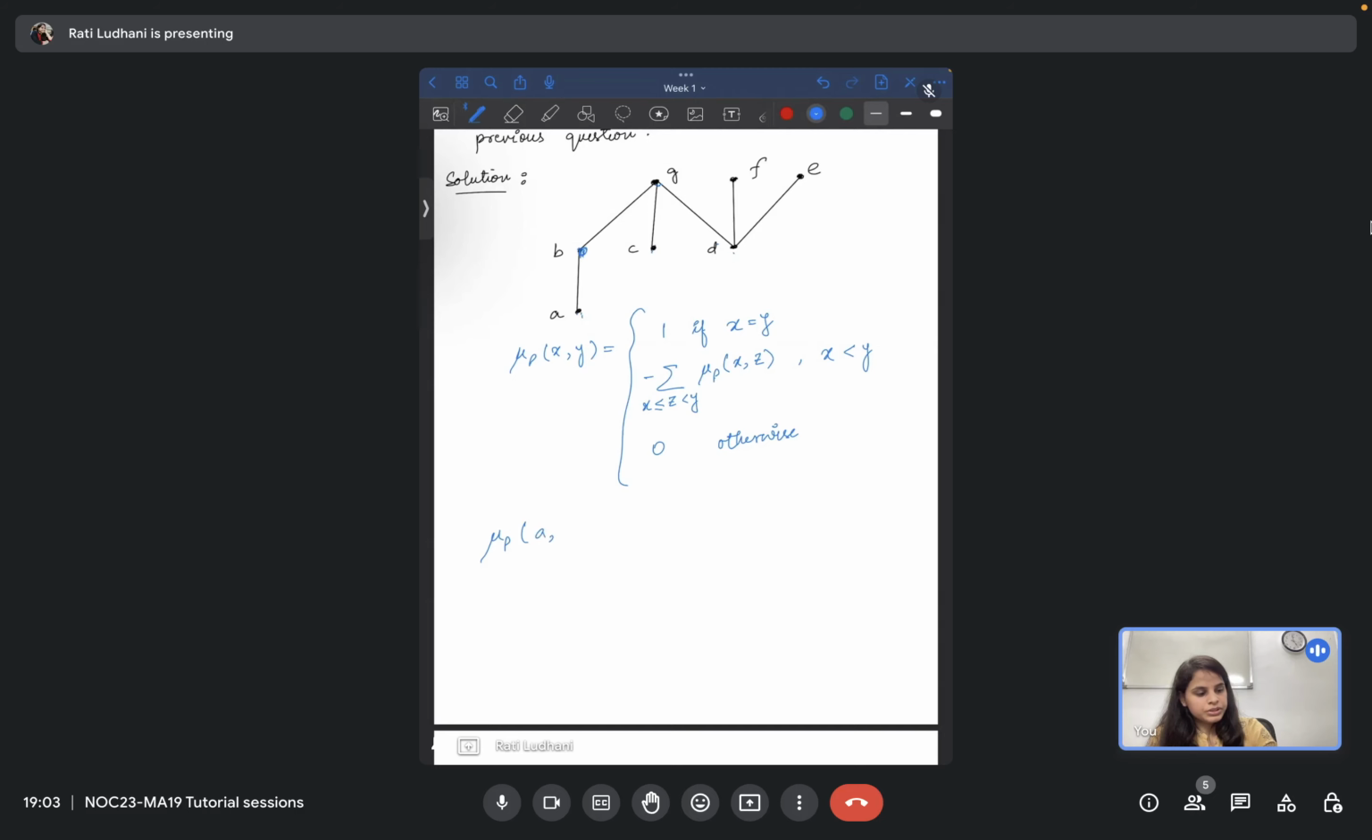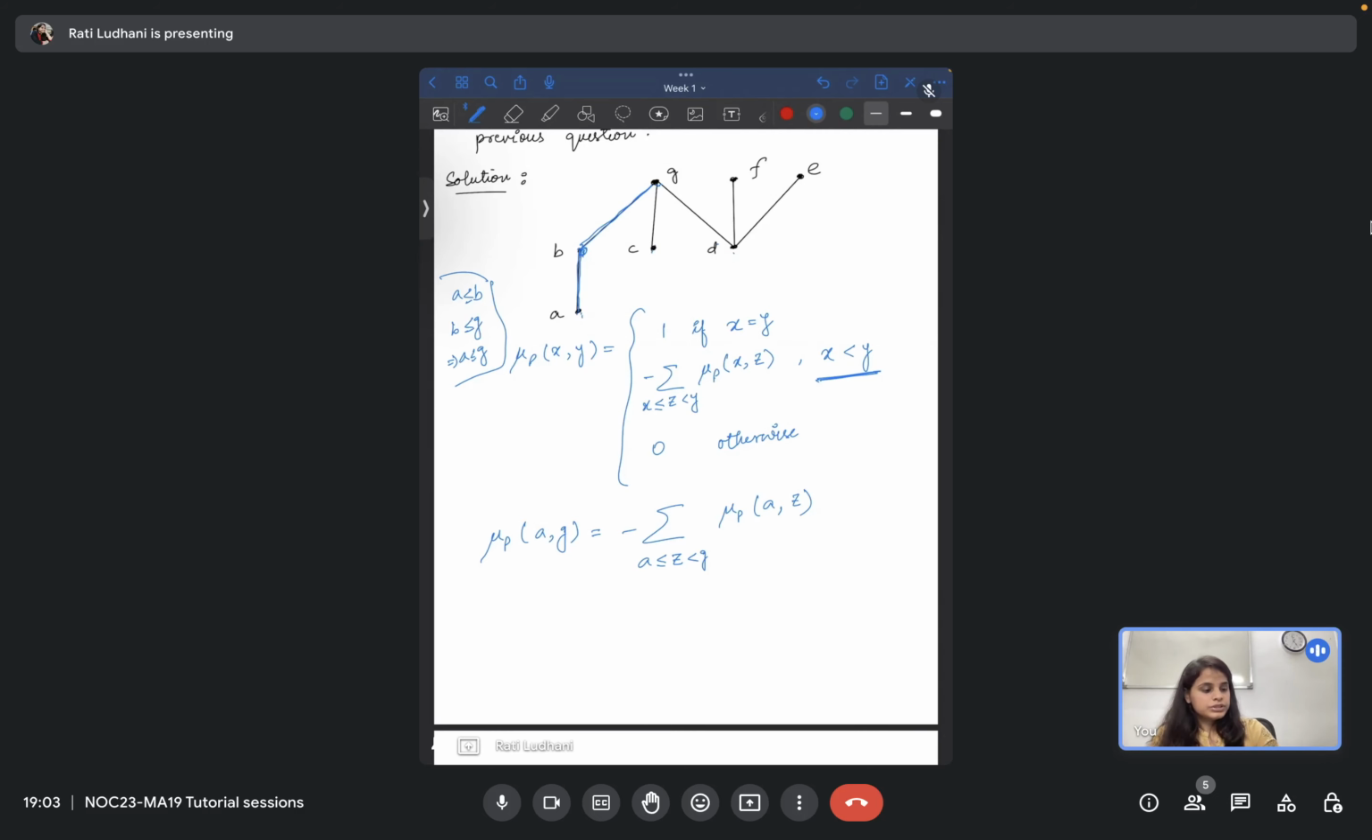So you have a comma g, and you need to calculate mu P of a comma g. Since you know the relation between a and g, you have a, b and g, this is your connected thing. So you know a is less than b and b is less than or equal to g. This implies a is less than or equal to g. So these are related and these are not equal, so you have the condition x is strictly less than y. So from the formula it should be minus the sum over z of mu P of a comma z, right?